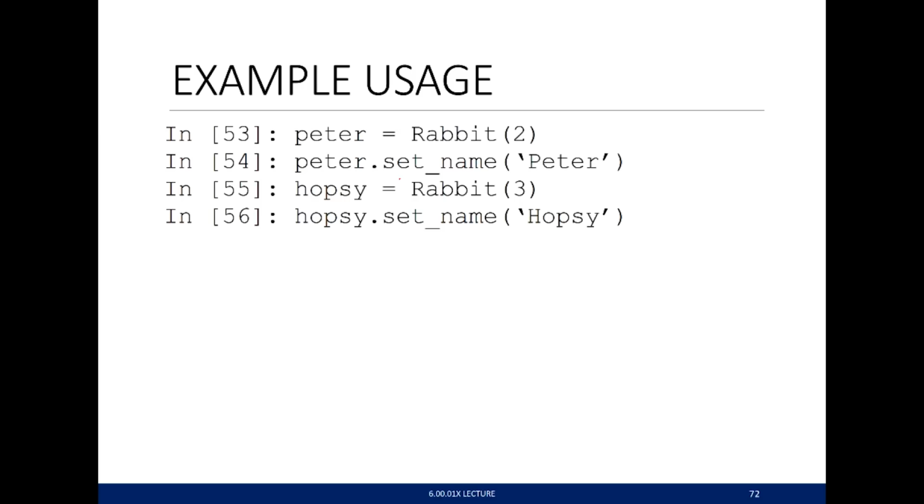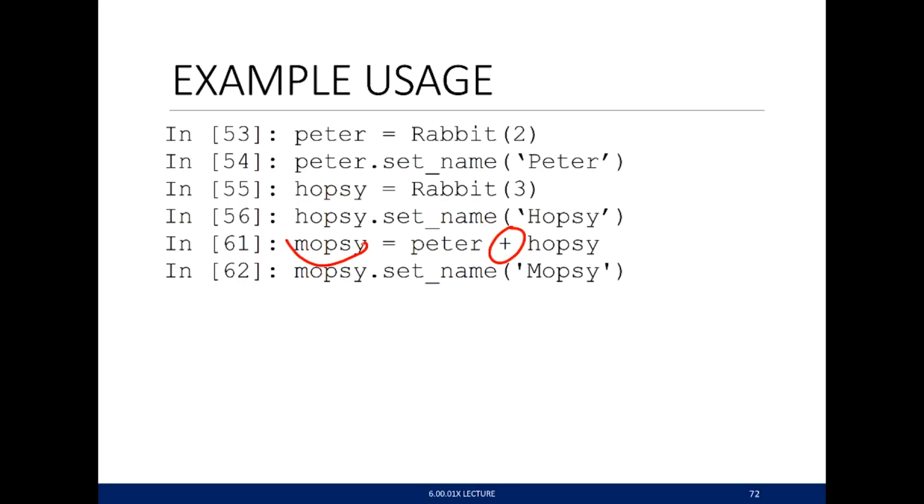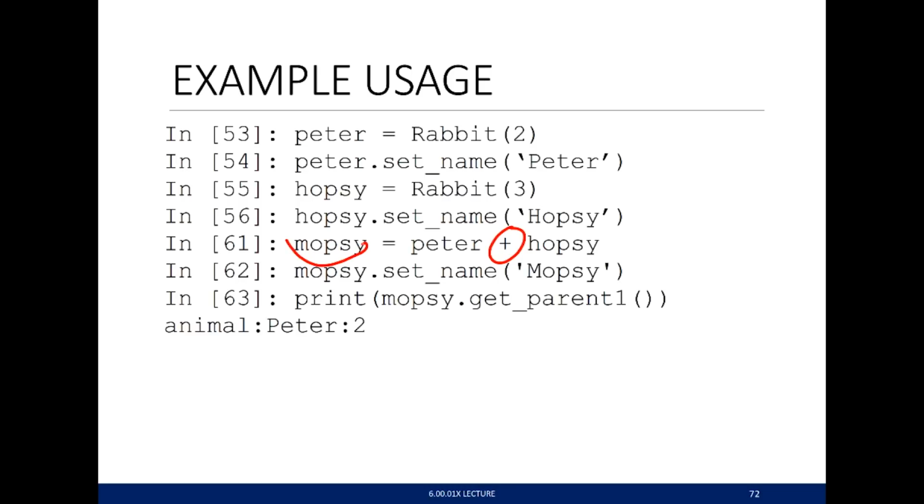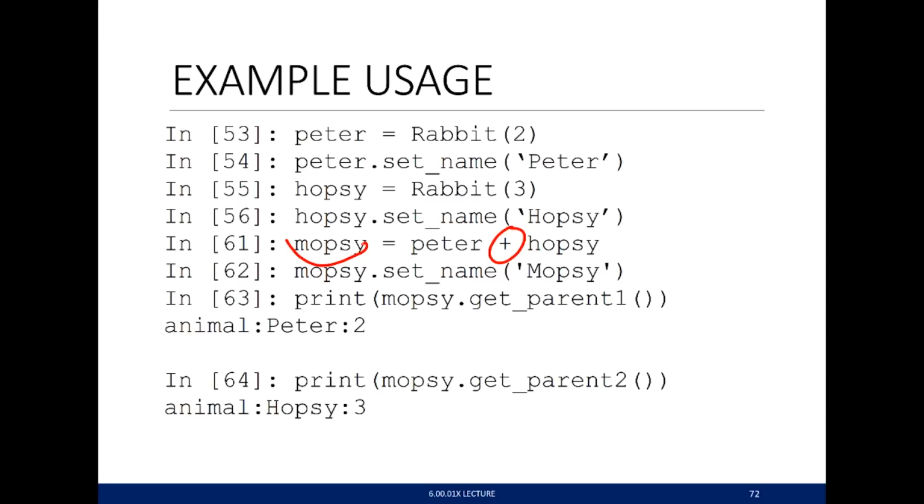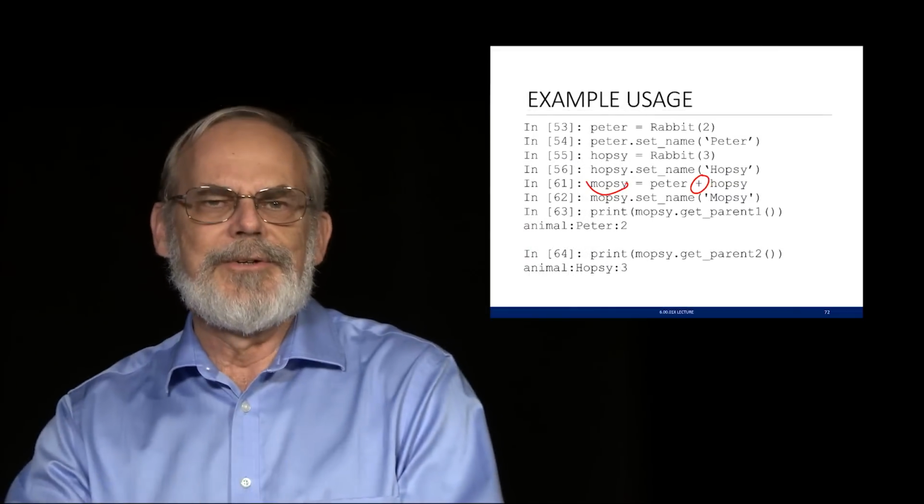I go back to Peter and Hopsy, and I can now say, let Mopsy be what I get when Peter and Hopsy get together. I'm using rabbit addition. I'm creating a new instance of a rabbit. I'm giving it a binding of Mopsy on the outside. I can set its name. And now I can say, what's the parent of Mopsy? It's Peter. And I can say, what's the other parent of Mopsy? And I get out Hopsy.